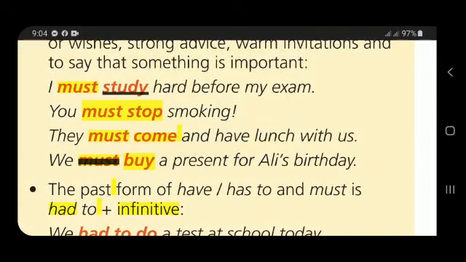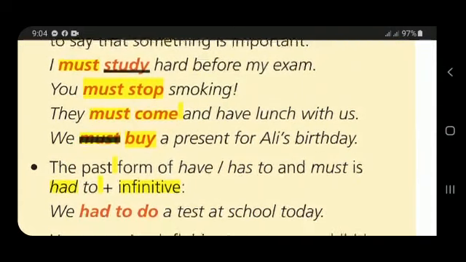We must buy a present for Alice's birthday. Here is another use, it means that something is very important. We must buy a present for Alice's birthday means that it's a very important thing. So we use must plus verb infinitive to express the importance of something.